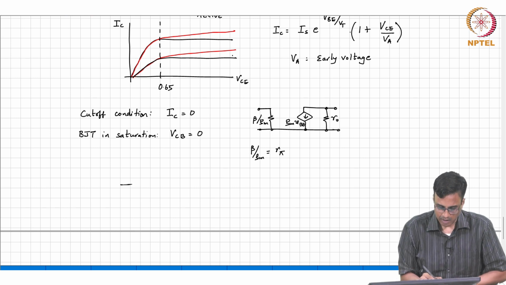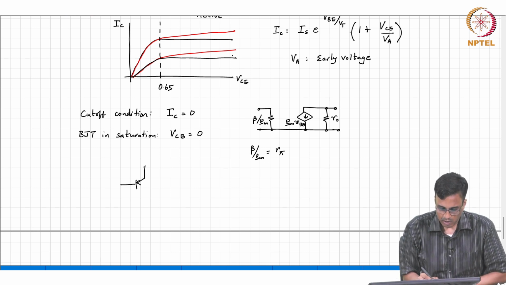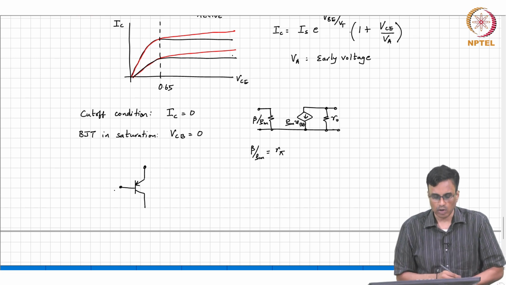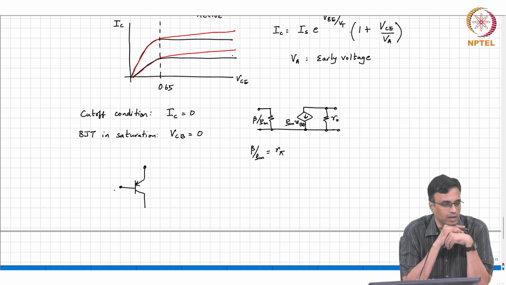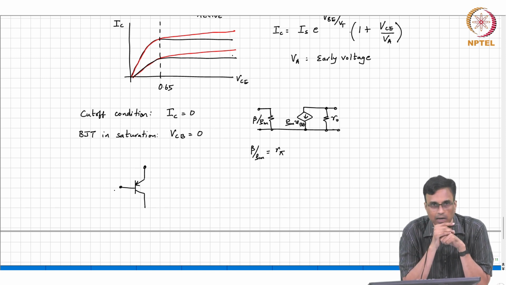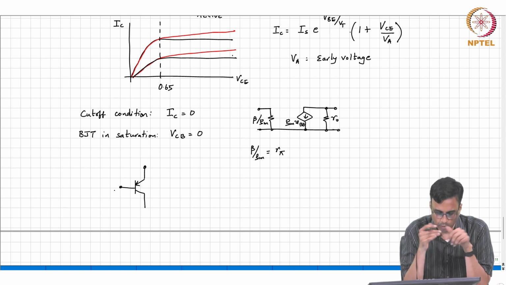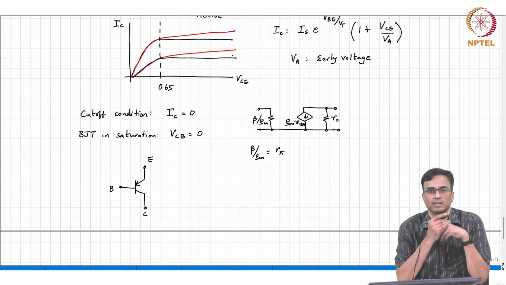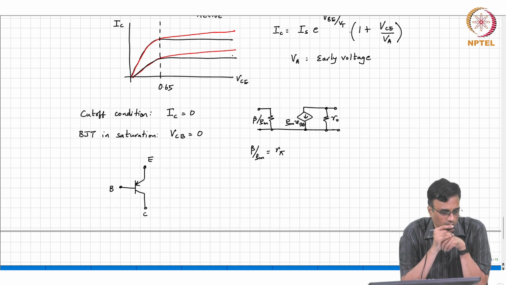So, basically the PNP also, again you can see that the logic behind drawing the symbols is also very clear. The arrow is always drawn in the direction of flow of the total current, not the incremental current. The incremental current could be flowing in the opposite direction, but the total current flows in this direction. So, this is the emitter, this is the base, and this is the collector.